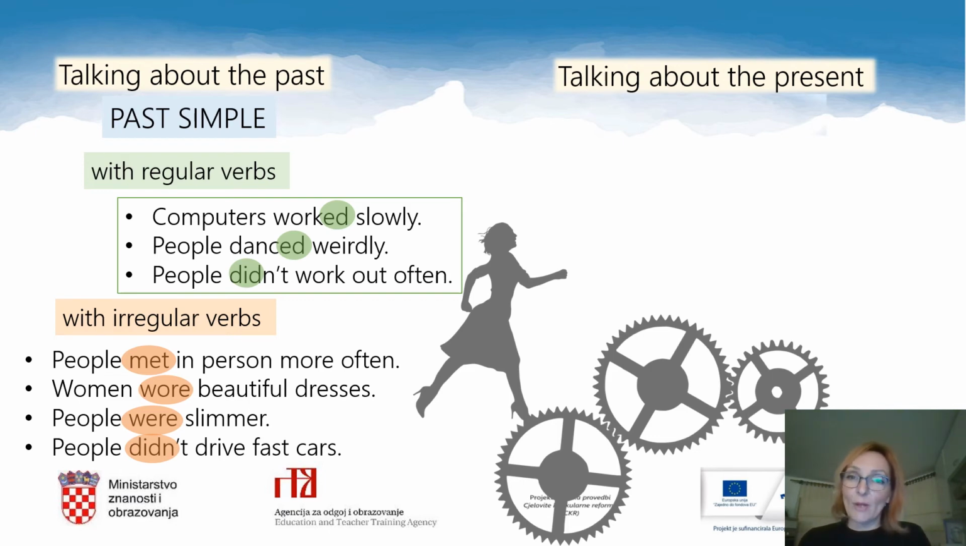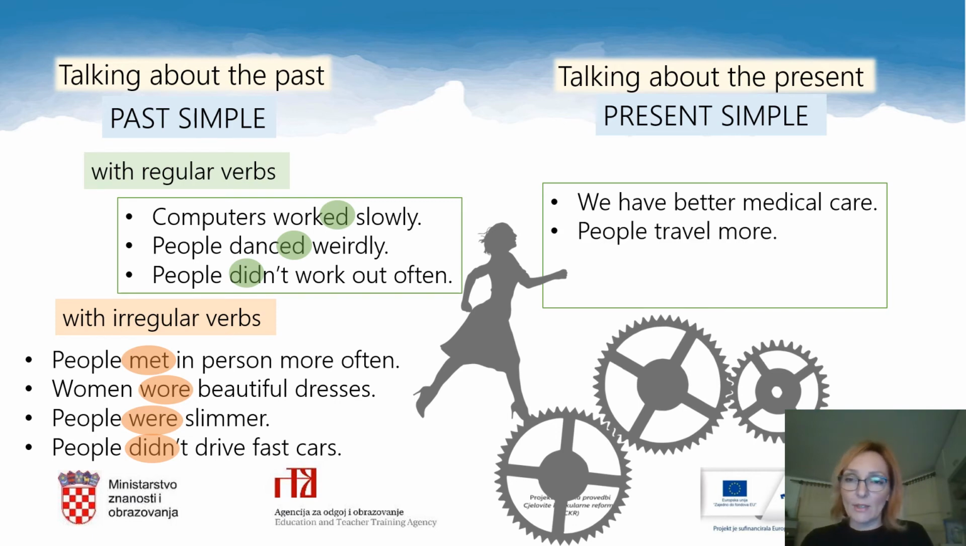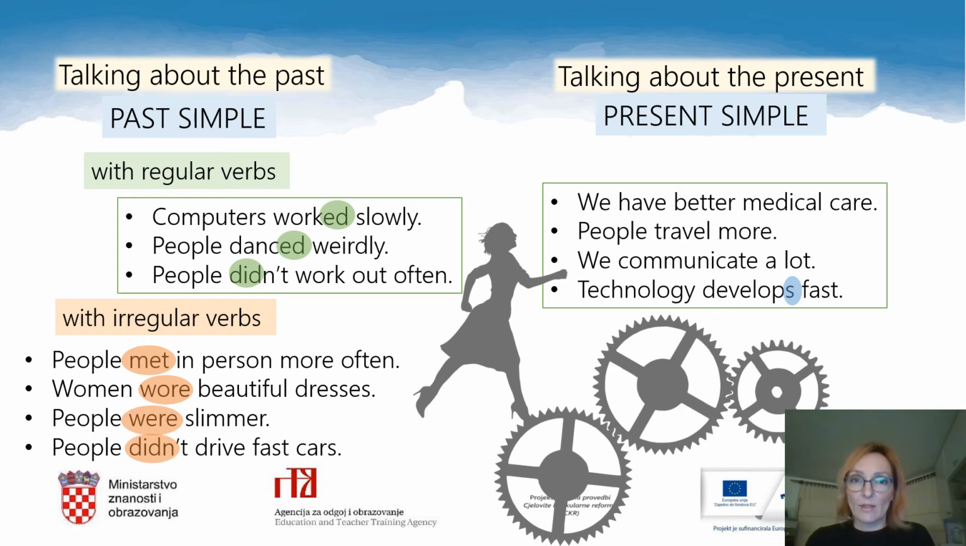When we are talking about present, we use present simple. And here are some of the examples. We have better medical care. People travel more. We communicate a lot. Technology develops fast. In present simple, verbs take ending s or es in third person singular.